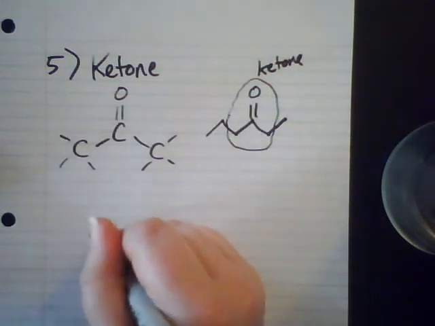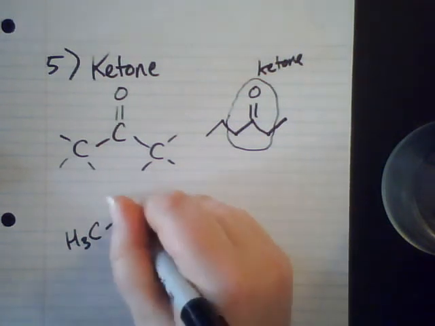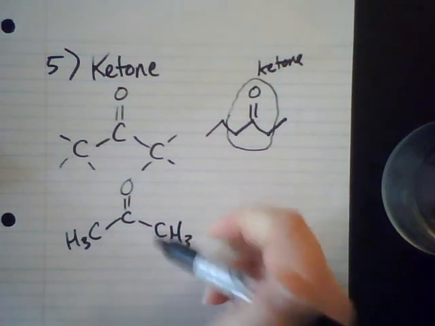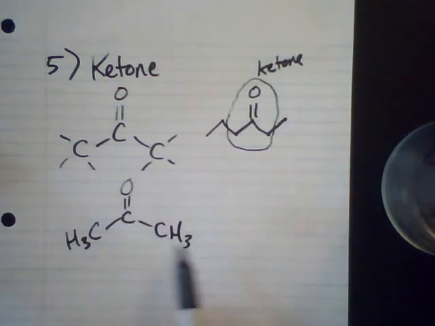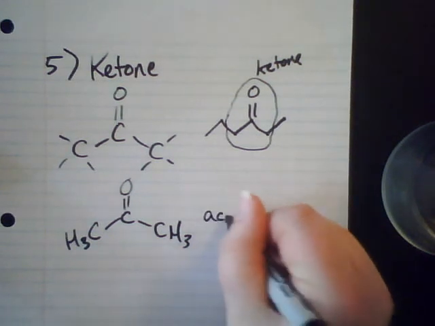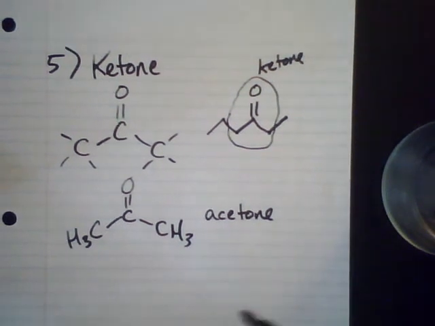So I'm going to do the condensed formula again. Here's my H3. Here's my carbon. And here's this guy. Okay, so carbonyl with a methyl on each side. And this is called acetone. So the simplest of the ketones has 3 carbons, right? So because it's in the middle, it's sandwiched between 2 other carbons, this is the smallest structure that can occur and still be a ketone.